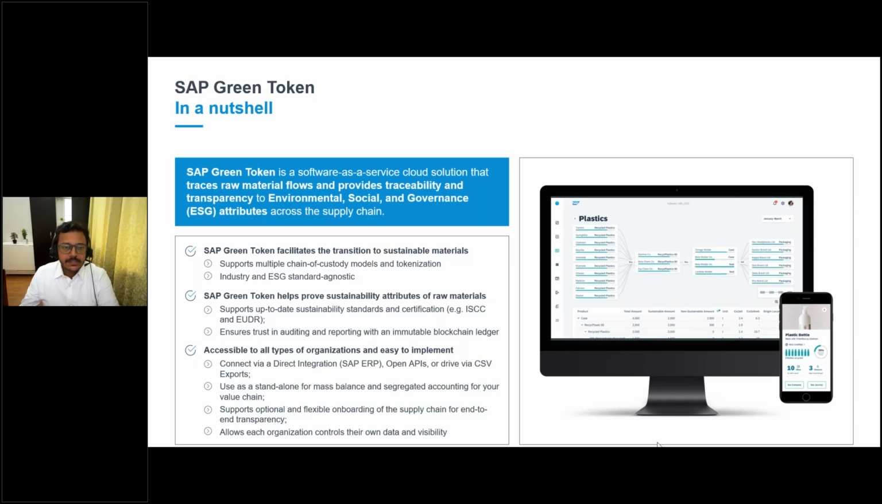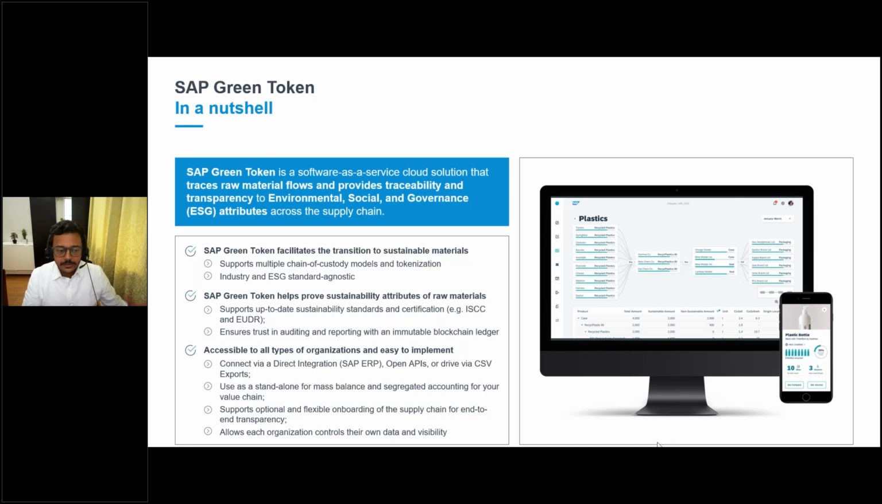So what is SAP Green Token? That's a really catchy name for a new product, but what does it actually do and what does it stand for? This is a software as a service solution. It's completely cloud-based, so you don't need any hardware procurement for this. And it allows companies to transition to using more and more sustainable raw materials in their processes.